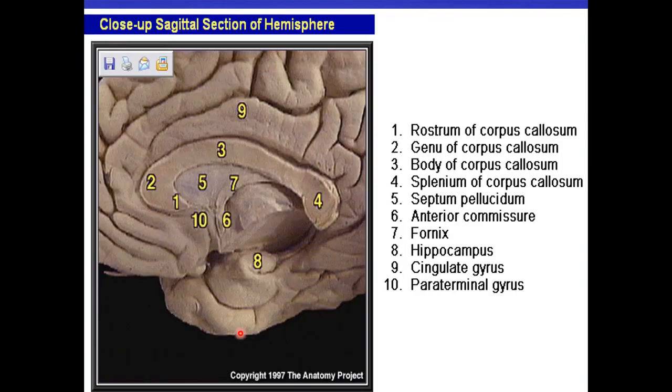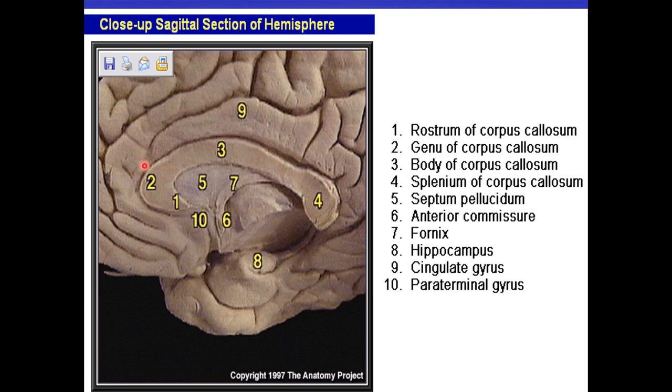Now, this is a gross anatomical specimen showing the corpus callosum, which is a commissural fiber. Its fibers connect the same areas on the two cerebral hemispheres, and it is composed of the rostrum, the genu, the body, and the splenium. Okay, and you can see here, this is the cingulate gyrus, and you can see the cingulate sulcus.